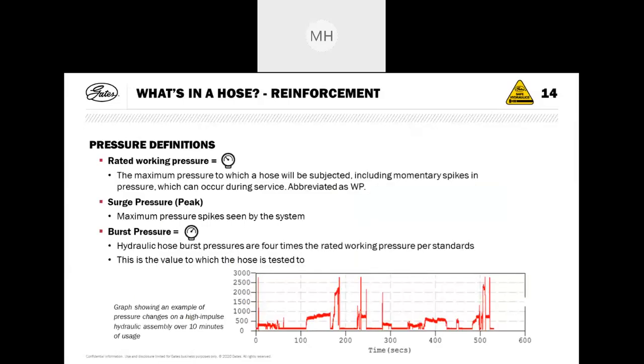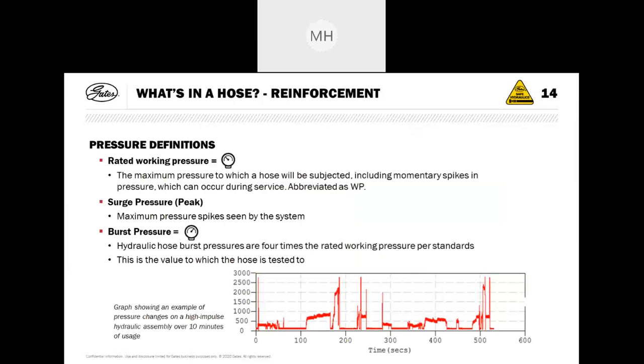So, pressure definitions. The rated working pressure of a hose is the maximum pressure to which the hose can be subjected, including momentary spikes in pressure, which can occur during service. The abbreviation is working pressure. You've got surge pressure, which is the peak, so the maximum pressure spikes to be seen in the system, and then burst pressure. Hydraulic hose burst pressures are 4 times the rated working pressure as per the standards. This is the value to which the hose is tested.